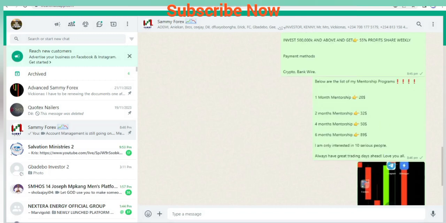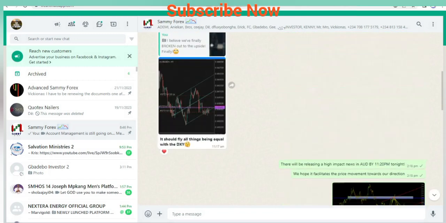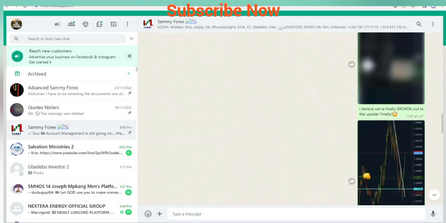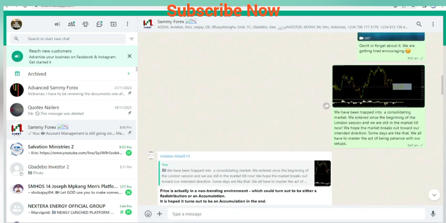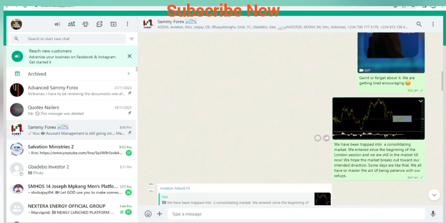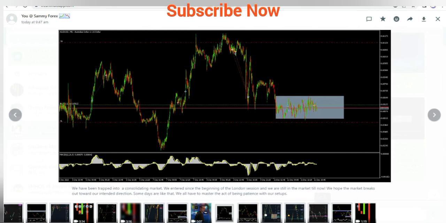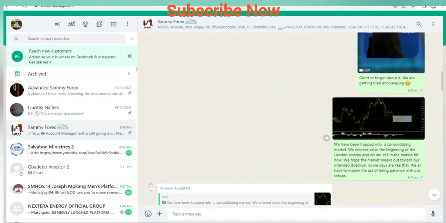I dropped this signal yesterday. Although throughout the day the market wasn't moving, we were trapped during the day in a consolidating market. You can see, after we entered the market during the London session yesterday, we became trapped. But you know how AUD pairs do move? They do move during the ASEAN session. So we got the move we wanted during our ASEAN session.